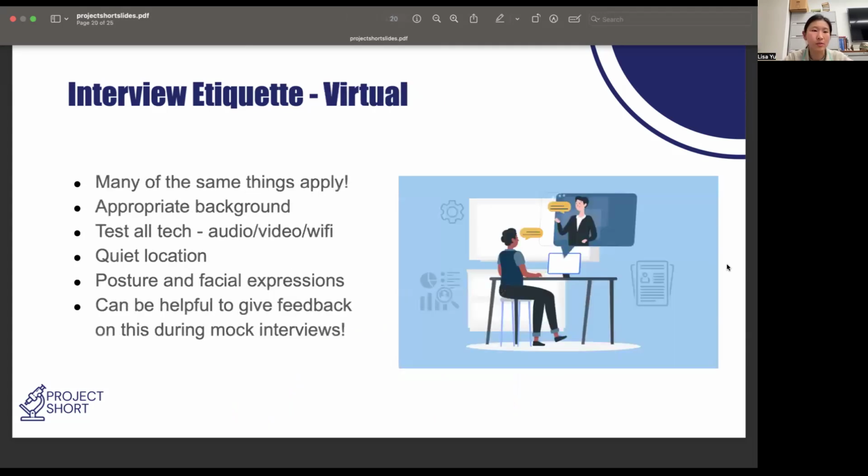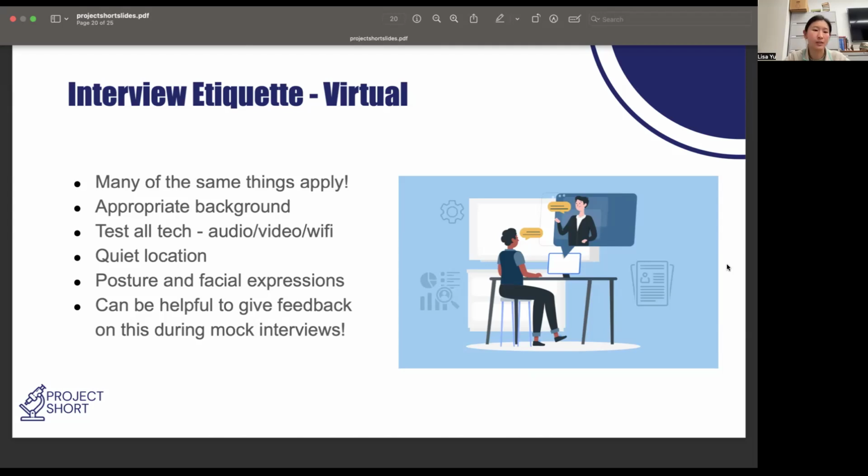And then in terms of virtual interviews, I'm hearing from a lot of programs that they're still doing some form of virtual interviewing, often in the form of a first stage interview that's virtual, and then they select some number of applicants from that for in-person interviews. So I think it's still important to prepare for virtual interviews, and many of these same things still apply.